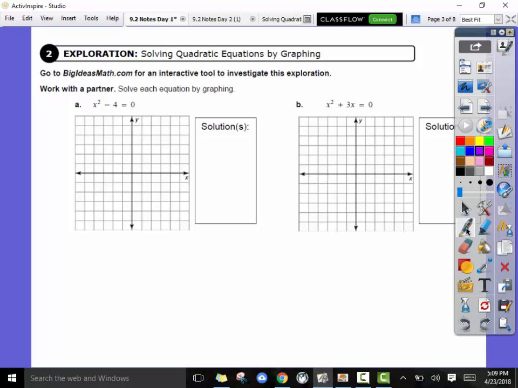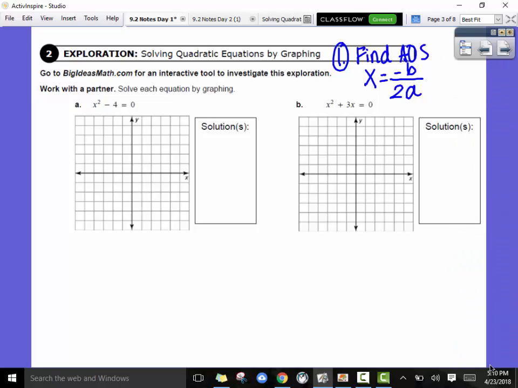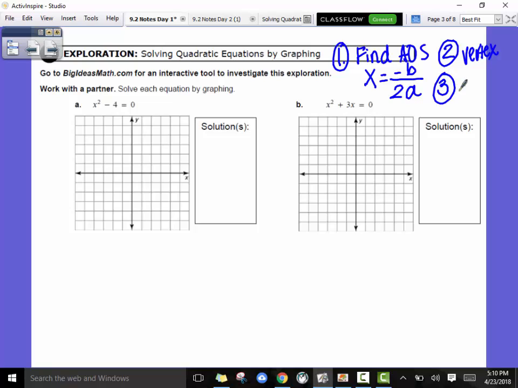Okay, the next part, exploration 2, says you're going to solve each equation by graphing. So you're going to graph each equation, and you're going to find your solutions. Remember, your first step is to find the axis of symmetry by doing x equals negative b over 2a. And then step 2 is to find the vertex. And step 3, table. Make a table of a few more values.